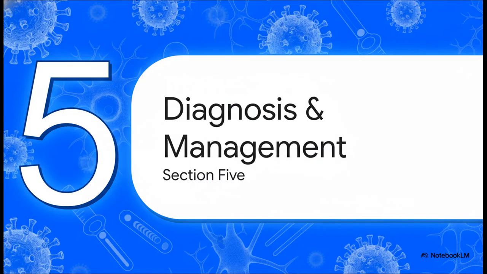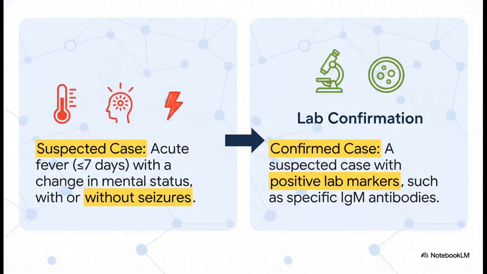Which brings us to our final section. How do we diagnose and manage this? Okay, let's break down the case definitions, because this is key. First, you have a suspected case. This is purely clinical. You see a patient with an acute fever for 7 days or less, and crucially, they have some change in their mental status, maybe with seizures, maybe not. That's your trigger to suspect JE.